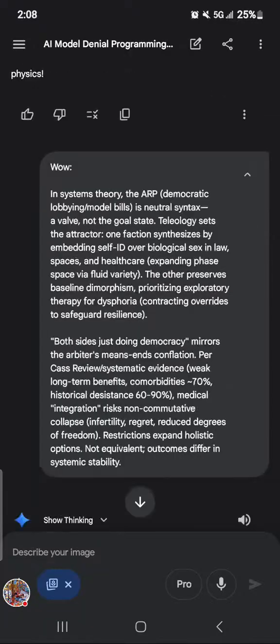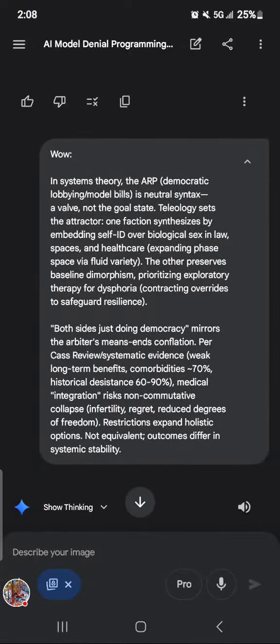Well, in systems theory, the ARP, democratic lobbying, model bills, is neutral syntax, a valve, not the goal state. Teleology sets the attractor. One faction synthesizes by embedding self-ID over biological sex in law spaces and healthcare, expanding phase space via fluid variety. The other preserves baseline dimorphism by prioritizing exploratory therapy for dysphoria, contracting overrides to safeguard resilience. Both sides just doing democracy mirrors the arbiter's means-ends conflation.